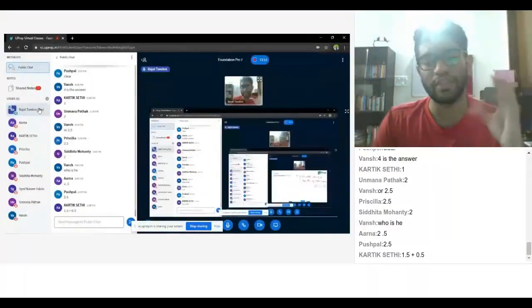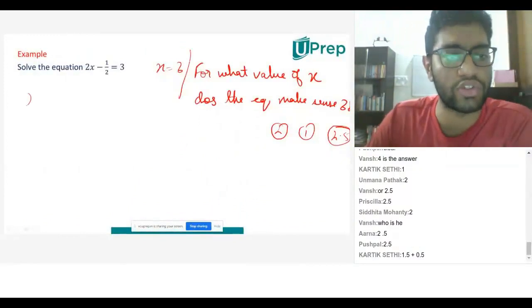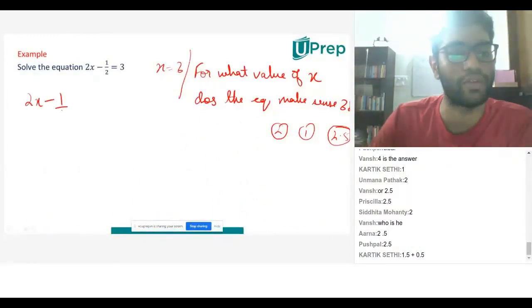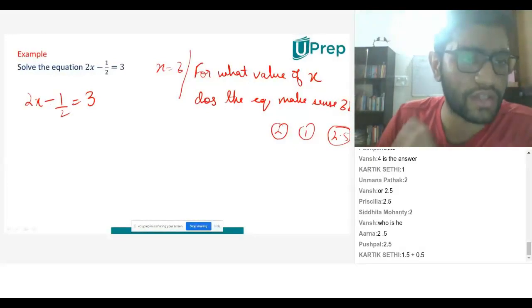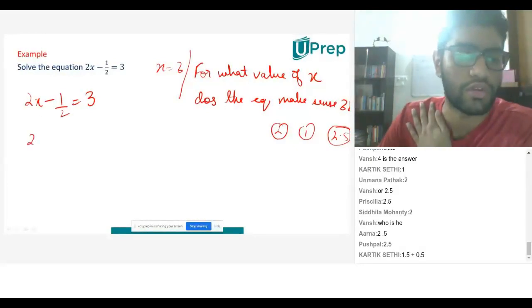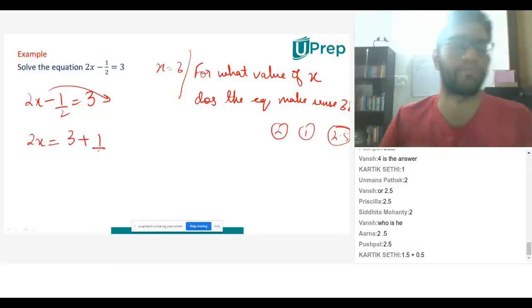What is the idea? The idea is to isolate x. I do not like you, x. So let's go step by step. He says 2x minus 1 by 2 equal to 3. I do not like you, x. Who is with x, minus 1 by 2? Let me throw him over there: 3 plus 1 by 2.